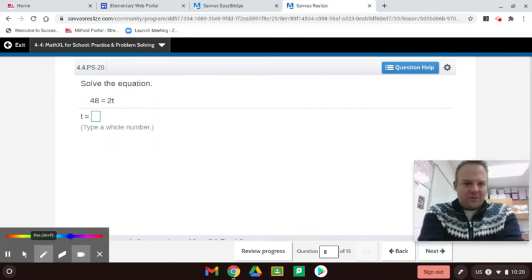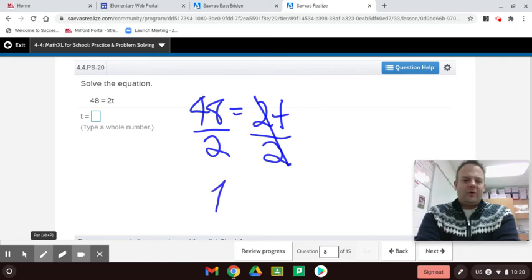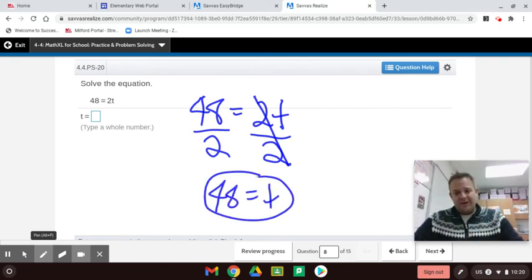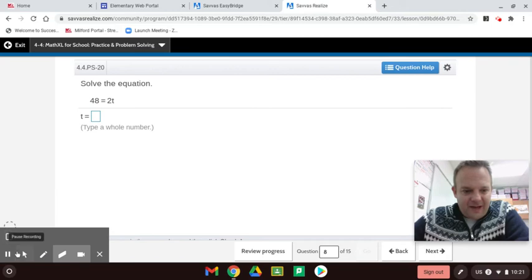I know you could probably look at this and say it's 24, but you just want to get used to putting in the extra effort to show divide by 2, and then you get 48 equals t. There's an example of when they're writing the equation backwards. You know what I'm saying? And I'm not always a fan of having it that way.